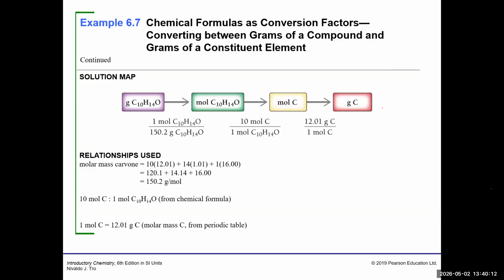Grams of carbon to moles of carbon, and then moles of carbon to grams of carbon. See, so it's 1 mole of C10H14O, which is 150.2 grams. All right, this is how you calculate it.